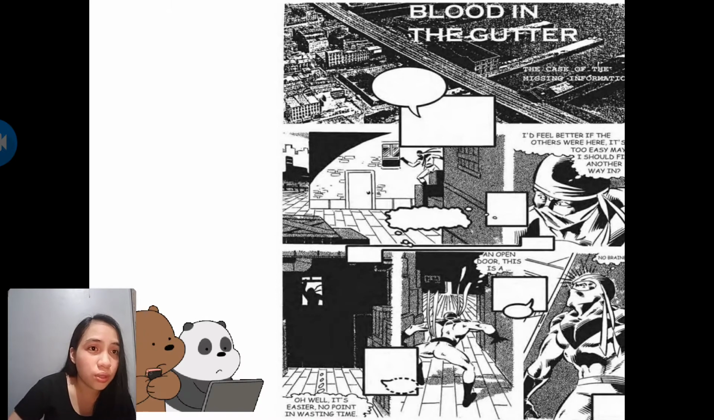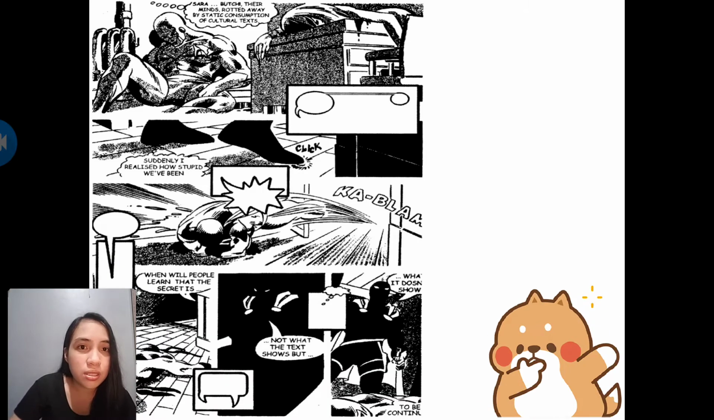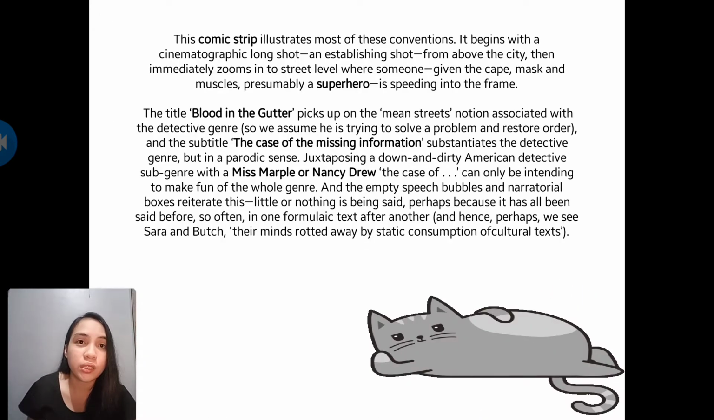This is the second picture, and the third, and the fourth, and this is the second picture. So now this comic strip illustrates most of these conventions. It begins with a cinematographic long shot, an establishing shot from above the city, then immediately zooms in to street level where someone given the cape, mask, and muscles, presumably a superhero, is speeding into frame.